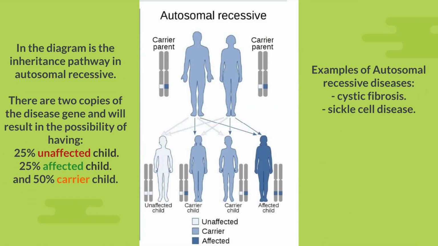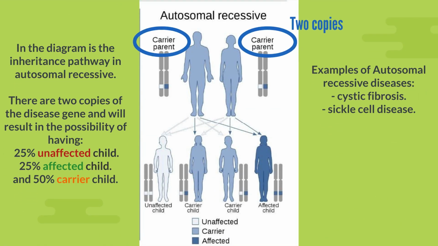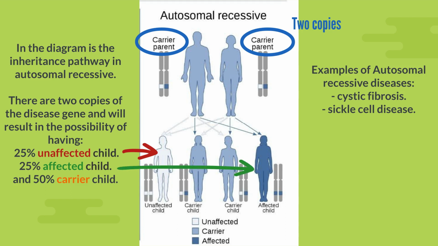In the diagram is the inheritance pathway in autosomal recessive. There are two copies of the disease gene, which results in the possibility of having 25% unaffected child, 25% affected child, and 50% carrier child. Examples of autosomal recessive diseases: cystic fibrosis, sickle cell disease.